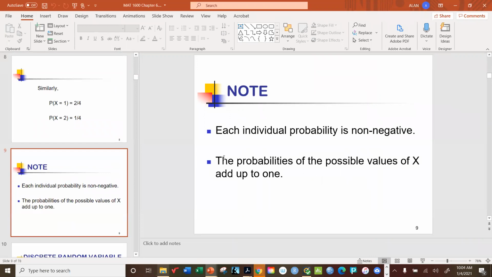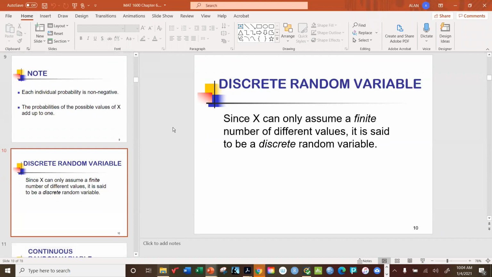So for example, if you flip a coin 10 times, and X represents the number of heads, then clearly X can only have a value of 0, 1, 2, 3, 4, 5, all the way up to 10, which means you have 11 possible values. And that means that X has a finite number of possibilities. And therefore, in that case, you would be looking at a discrete probability distribution. Okay, only a finite number of possible different values.